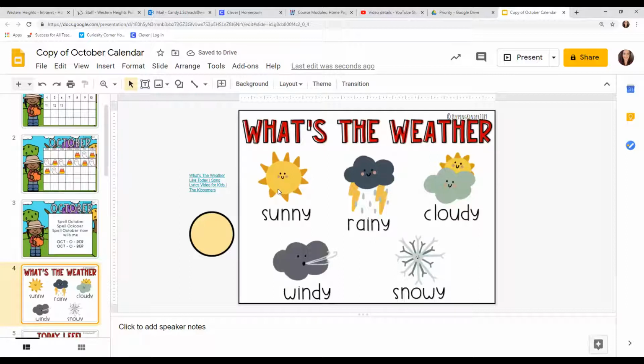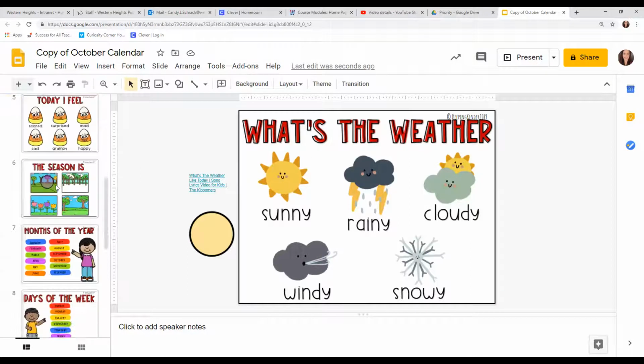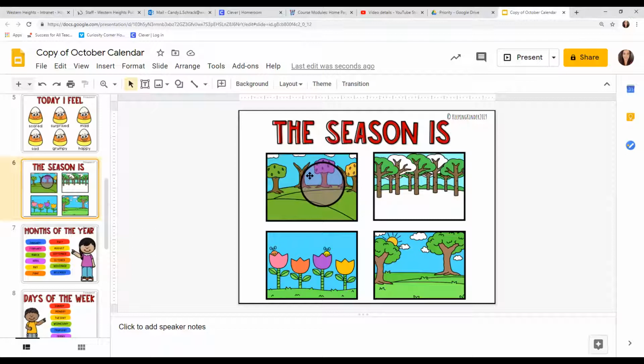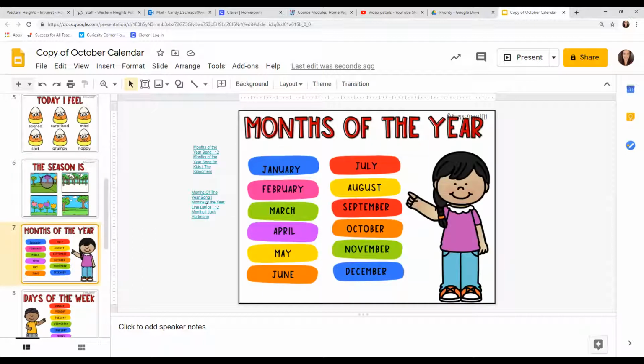Let's look at the weather. Is it sunny, rainy, cloudy, windy, or snowy? And our season is fall. Let's do our months of the year.